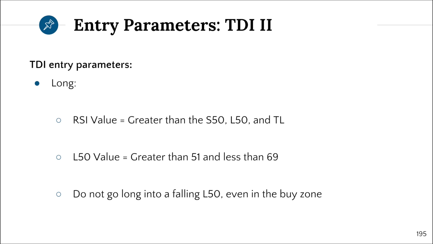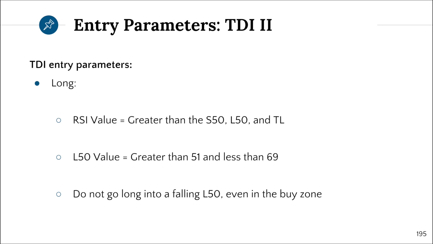Something that I want to take note of here is that I never really go long in a dropping liquid 50, meaning if the value of the liquid 50 was up at 68, 65, and all of a sudden through Asia and through London, it starts to drop, going down to 60, 55, 54, closer to 50, most likely I'm not going to look for potential longs there. Only because that's showing me that yes, we're in the buy zone, but the trend is losing strength. So I want to trade long into rising liquid 50s or flat liquid 50s in the buy zone.